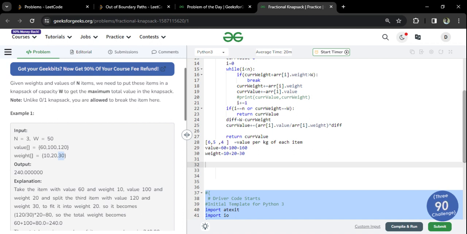So how do I have to break it? Try to understand this fact. I cannot take the full 30. I will have to break it. How much can I break? See, I have 30 now. I need only 20 more, because 20 is the limiting factor, right? First of all, I will check if this item is greater than 20 or not. Definitely it is greater than 20. So I will try to break it and take 20. So I will take 20 of this.